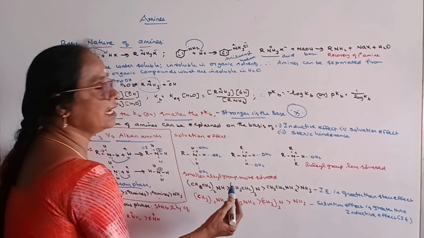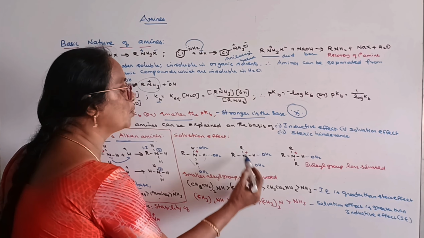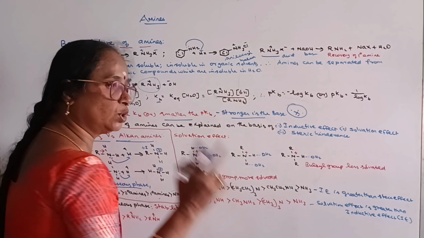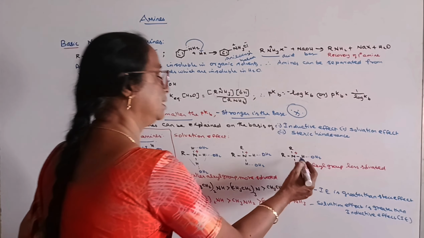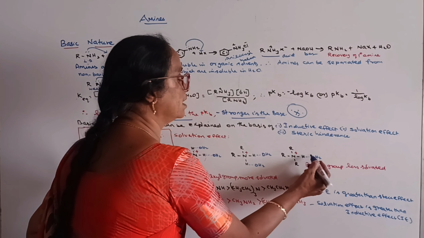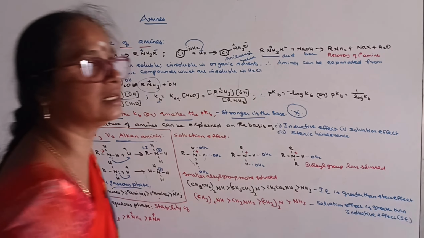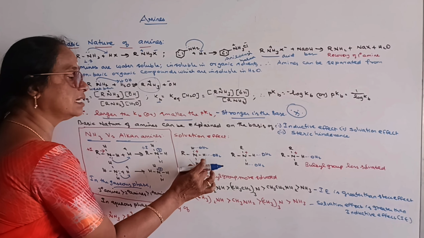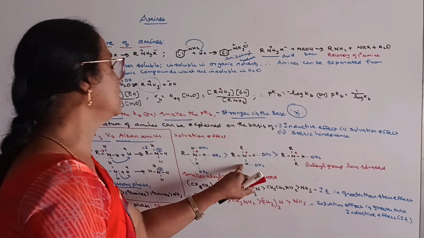But the secondary alkyl amine, after protonation, has only 2 hydrogens, so it can make solvation with 2 molecules of water. In the tertiary amine, after protonation, it has only 1 hydrogen, so it can make only 1 hydrogen bond. So the solvation effect of the primary amine is much greater than that of the secondary amine, which is greater than that of the tertiary amine. So we can say the stability of the primary amine is much stronger in its aqueous phase than the secondary or the tertiary.